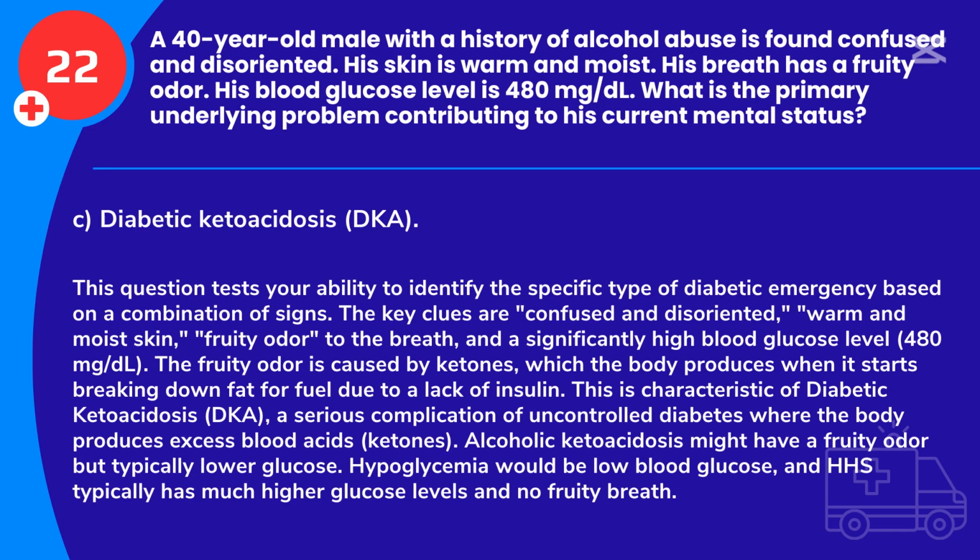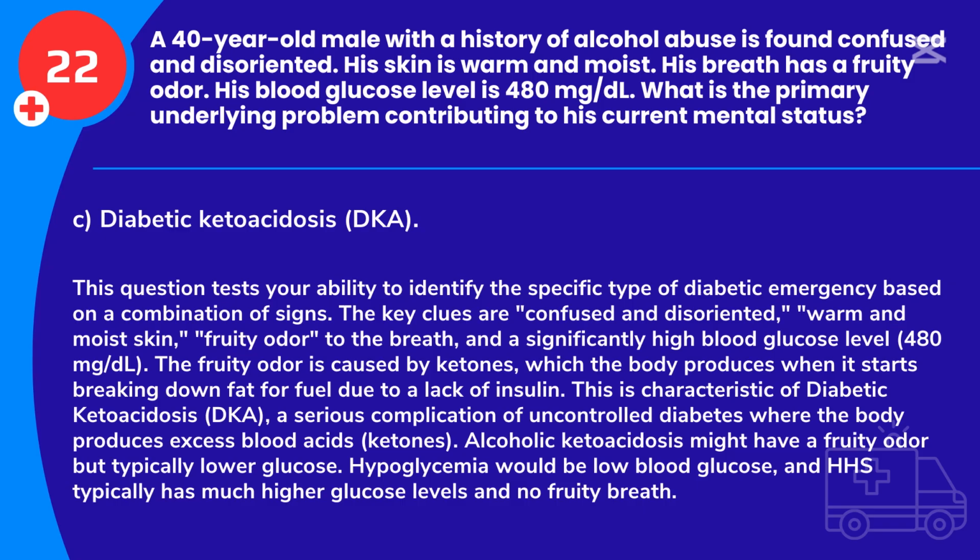Answer: C. Diabetic ketoacidosis, DKA. This question tests your ability to identify the specific type of diabetic emergency based on a combination of signs. The key clues are confused and disoriented, warm and moist skin, fruity odor to the breath, and a significantly high blood glucose level, 480 mg per deciliter. The fruity odor is caused by ketones, which the body produces when it starts breaking down fat for fuel due to a lack of insulin.